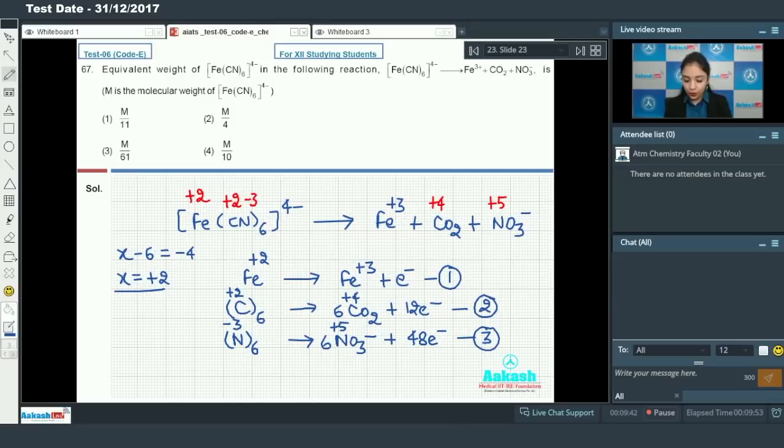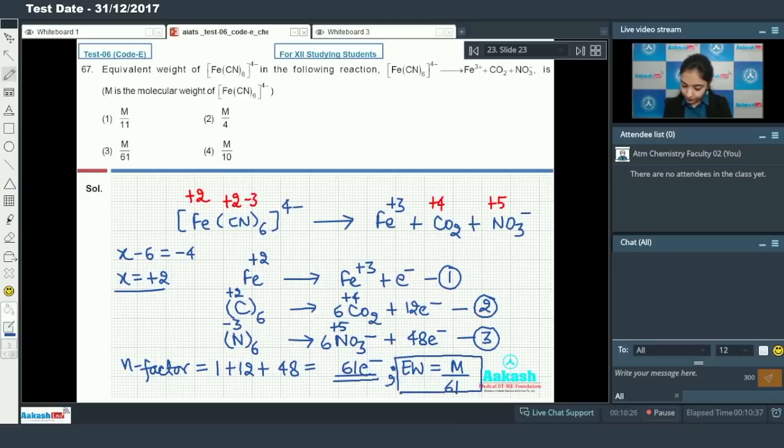So each atom is undergoing oxidation. The total N factor will be the sum of all the parts, that is 1 plus 12 plus 48. So the total electron loss is 61 per mole of the complex. So we can say that the n factor is 61. The equivalent weight will be equal to molar weight divided by n factor, so that is M by 61. So option number 3 will be the correct answer.